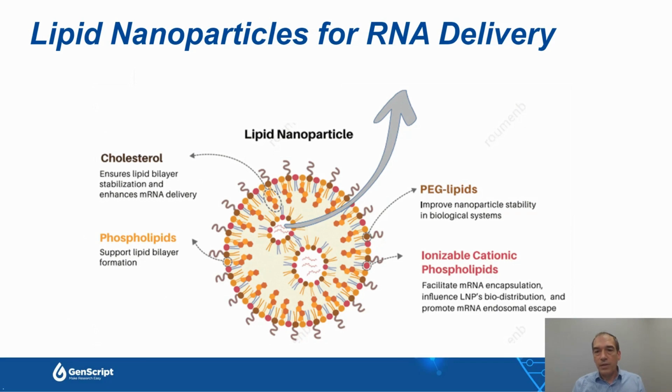We also offer lipid nanoparticles packaging service now for mRNA delivery. As you know well, lipid nanoparticles consist of several different components, usually cholesterol, phospholipids, ionizable cationic phospholipids, and PEG lipids. Those are usually assembled into lipid nanoparticles to encapsulate the mRNA and preserve it for delivery within the body.